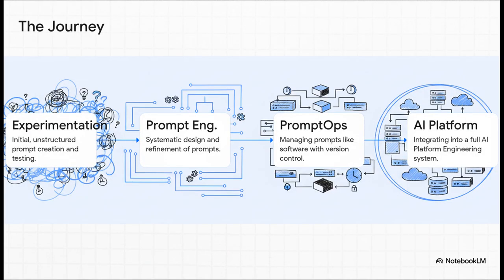And this whole journey has a name. Look, we all start with experimentation, playing around. Then we mature into systematic prompt engineering. That evolves into prompt ops, where we manage prompts like code. And ultimately, this all becomes a critical part of a much bigger AI platform engineering strategy. This is the roadmap for building serious, lasting AI products.